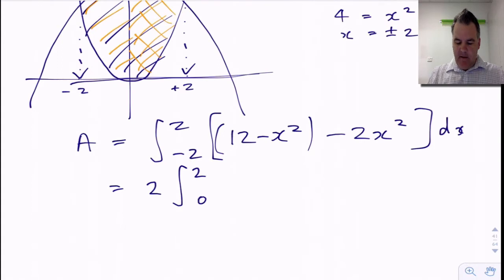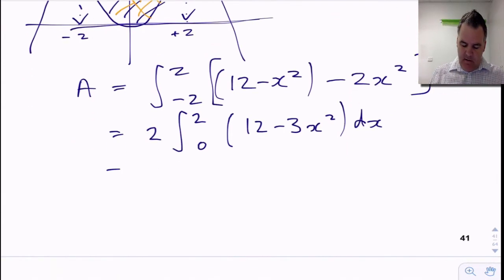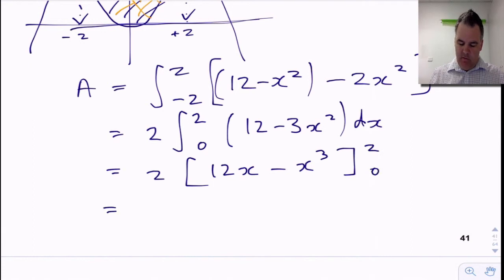Okay, and a little bit of simplifying here. 12 minus x squared minus 2x squared is actually 12 minus 3x squared. So we can do some algebraic simplifications there, which makes life easier, so we don't have to integrate so many terms. Okay, and so now we're on our way. We do the integral, or the antiderivative. 3x cubed over 3 is just x cubed, and we're going between 2 and 0. So we substitute 2 in.